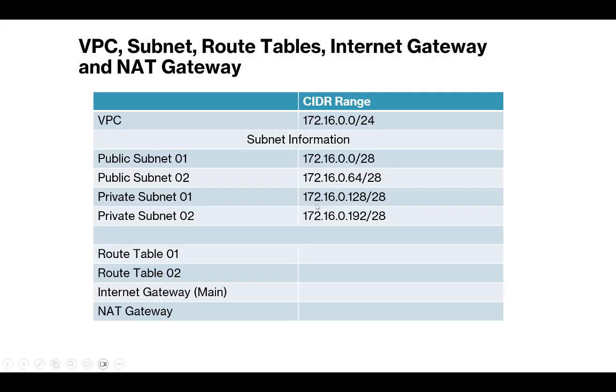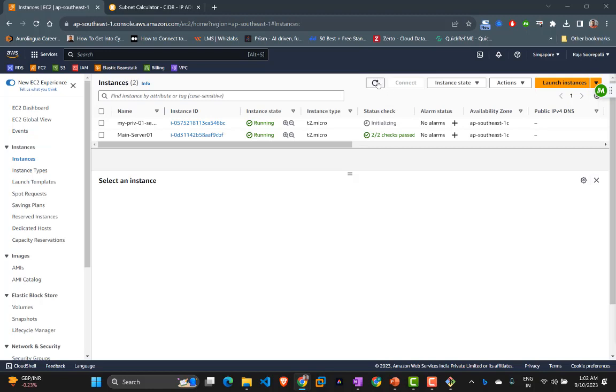Go to the slide. These are the IP address ranges I utilized. I created a routing table. By default, routing table 1 is created when you create the VPC, and routing table 2 is created, and the internet gateway is created and associated with public subnet 01 and 02. Yes, my private machine is also ready.